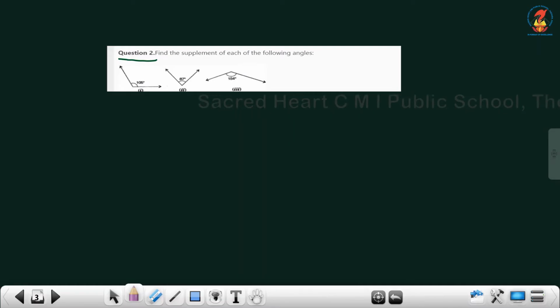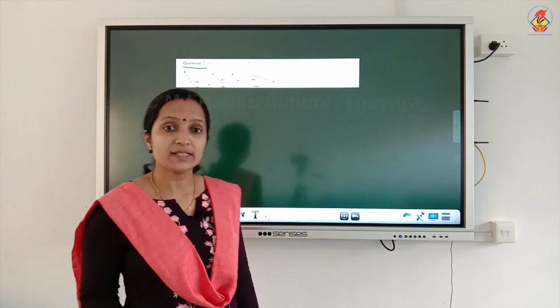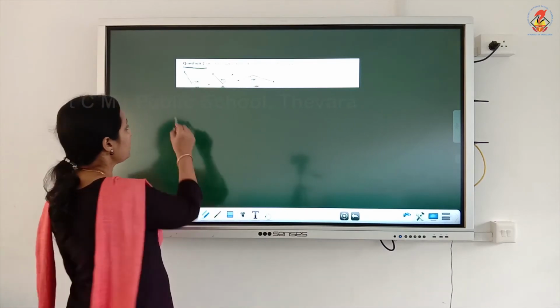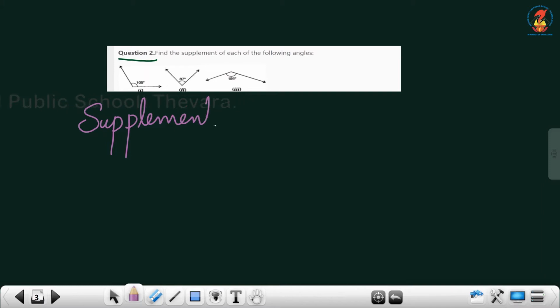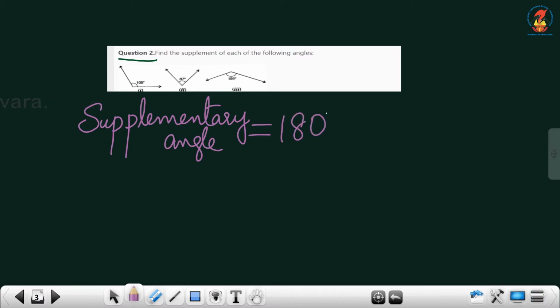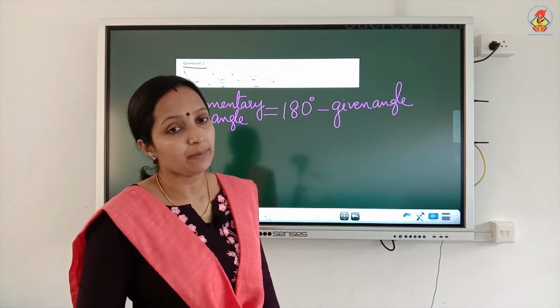Find the supplement of each of the following angles. So for finding the complement, we are subtracting from 90. So for finding the supplement, what do you have to do? You have to subtract it from 180 degrees. How will we find the supplementary angle? For finding the supplementary angle, subtract the given angle from 180 degrees. For finding the supplement of the given angle, what do you have to do? Subtract it from 180 degrees.